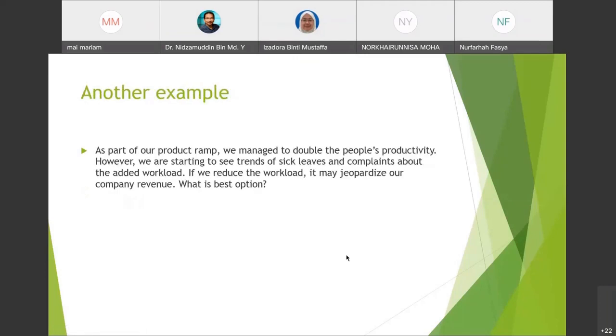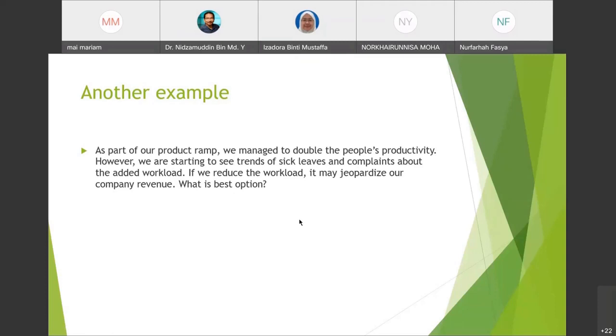How about if you want to manage people? How to manage people? So this is another example. As part of our product ramp, we managed to double the people productivity. However, we are starting to see trends of sick leave and complaints about the added workload. If we reduce the workload, it may jeopardize our company revenue. So what is the best option? So now the problem is you have more products, but you start to see that your employees complain and take sick leave. So how can we do this?